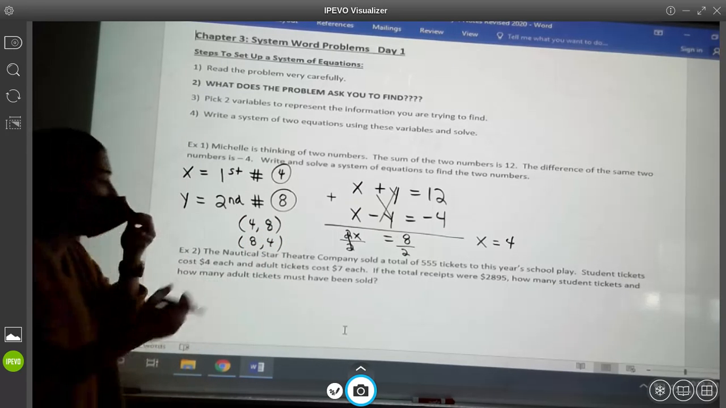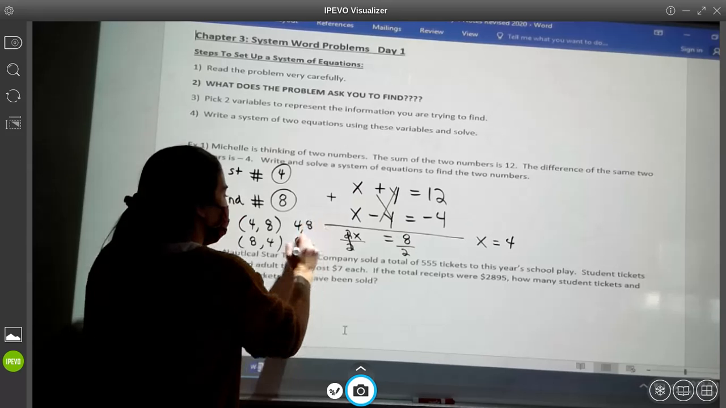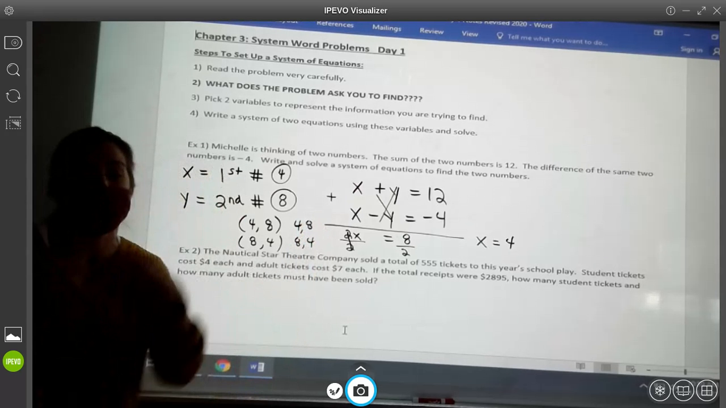I also let you type it without parentheses. So if you didn't even put the parentheses, it's still going to mark you correct, okay?